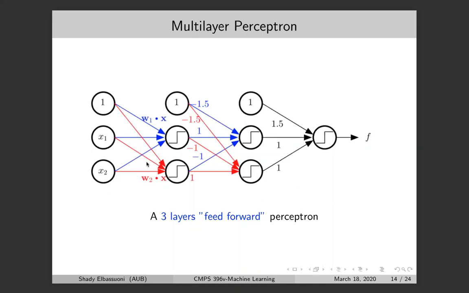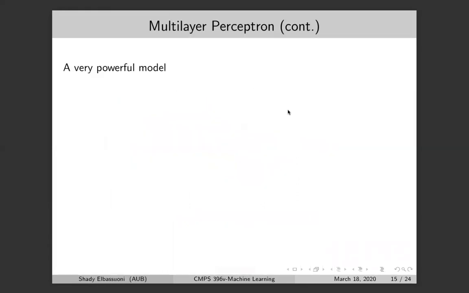So why is it a 3-layer feed-forward perceptron? Feed-forward because it's going in this direction. That's the input, and that's the output. So it's forward. And 3 layers because I have 1 layer, 2 layers, 3 layers. So I have 3 layers of perceptrons in the network. It's a very powerful model.